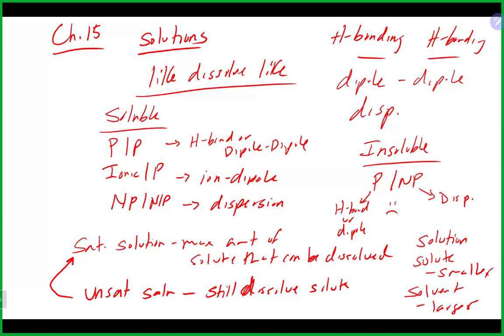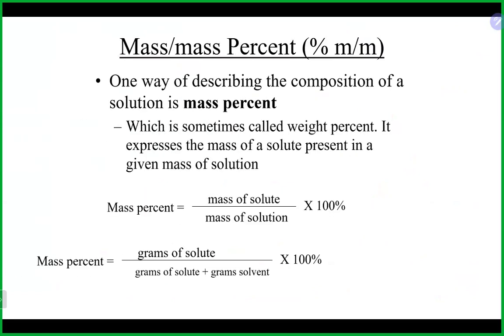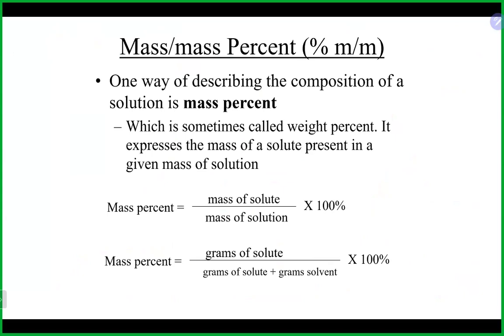Now that we've talked about some of the ways that solutions can interact with each other, we're going to talk about some concentration units associated with solutions. The very first concentration unit we're going to talk about is percent mass to mass. Percent mass to mass is the mass of the solute over the mass of the solution times 100%.